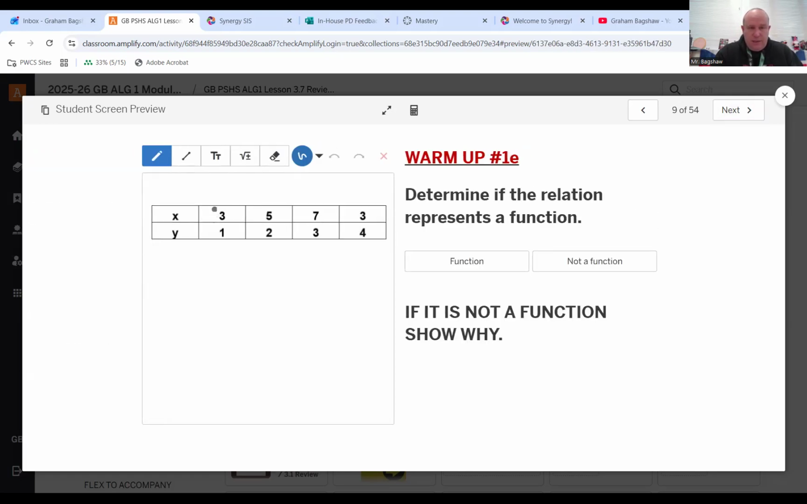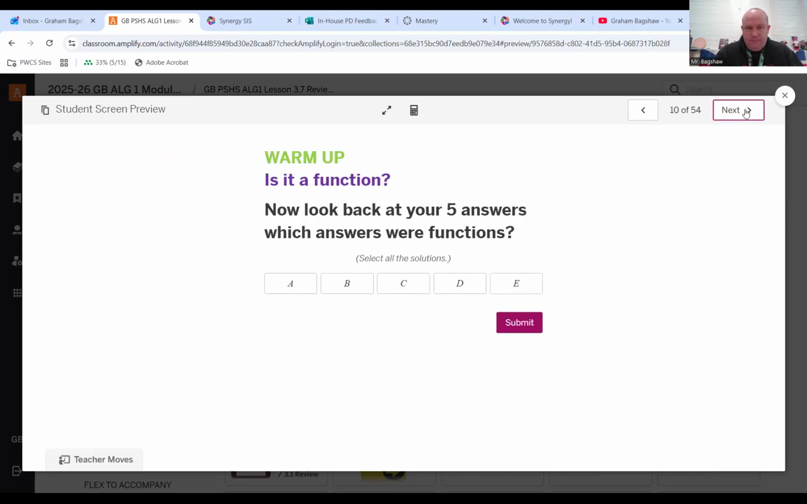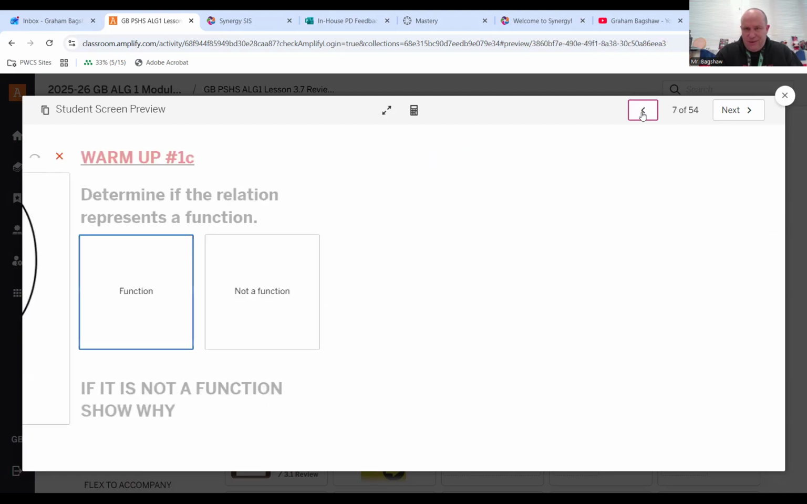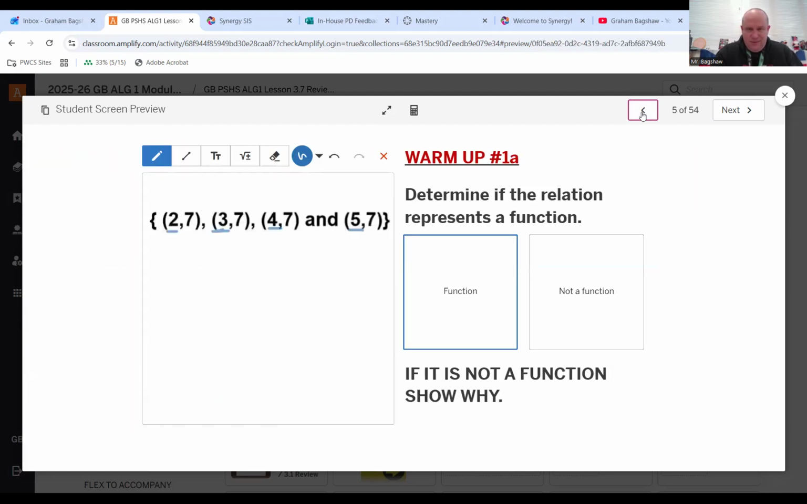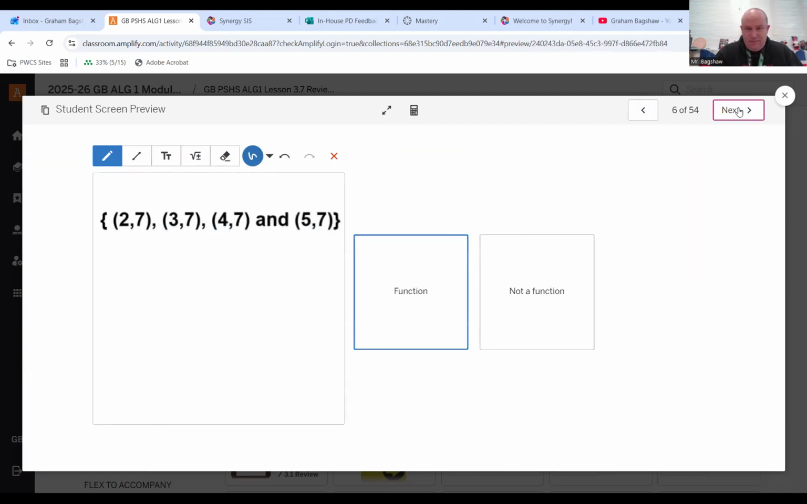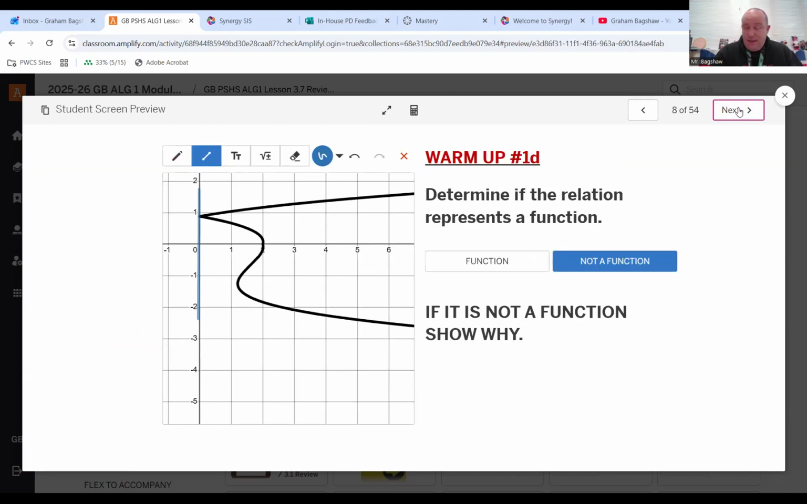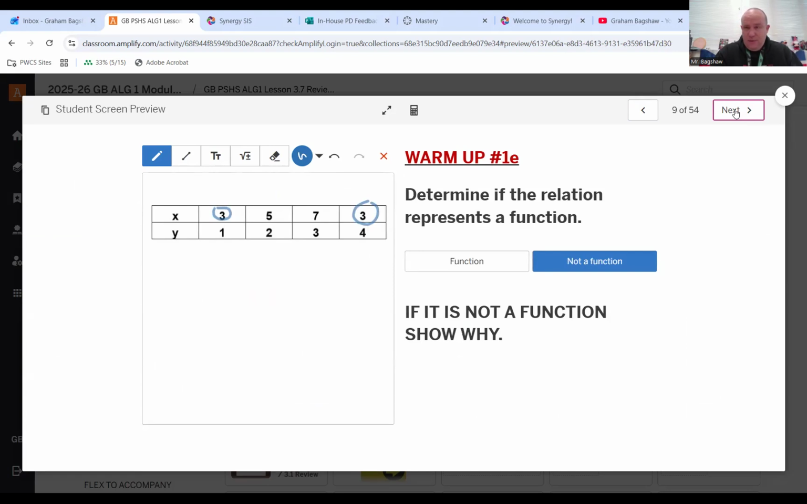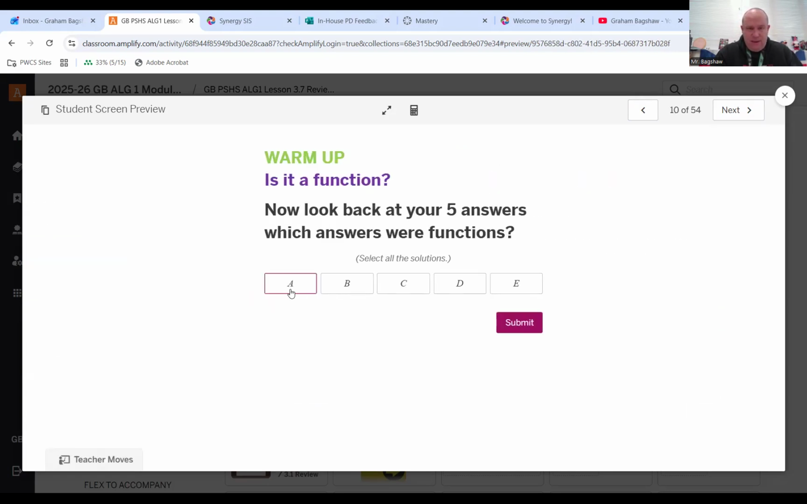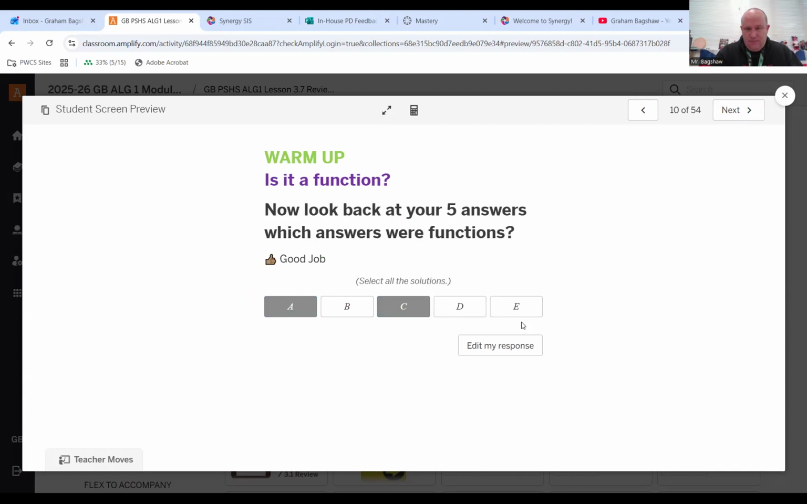Just looking at x values, here we go. So I'm already noticing there's a repeat for this one. So this one is not a function. And then we'd have to select all the ones that were actually true. Now, I wish I'd paid more attention as I was going through. So let's have a look. So A is, B is not, C is, D is not, and E was not. So if my memory is correct, A and C were the ones that were correct.